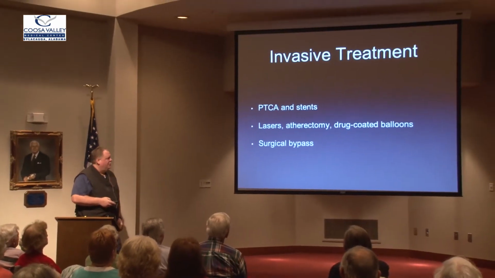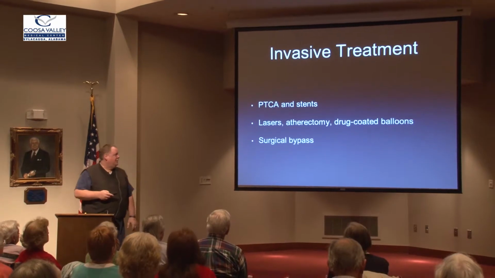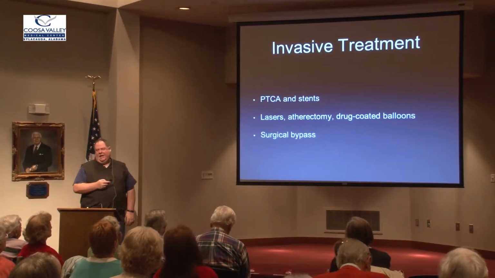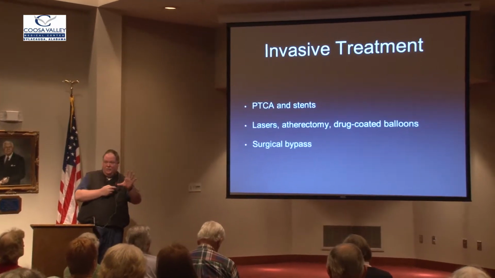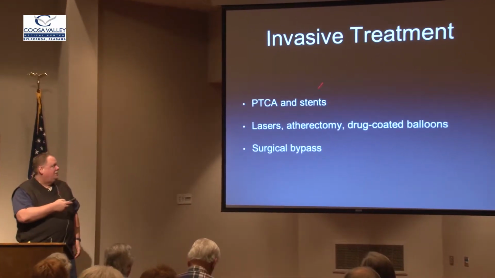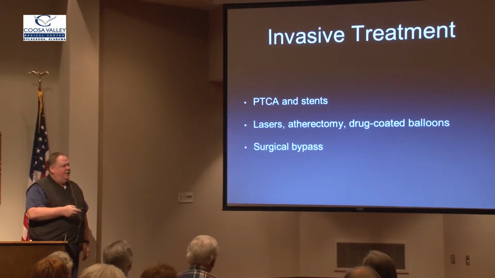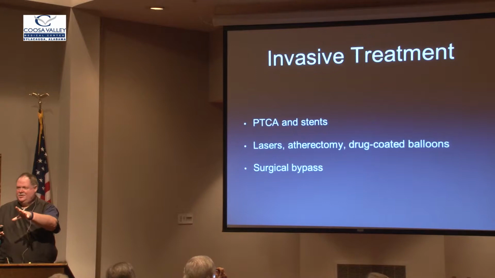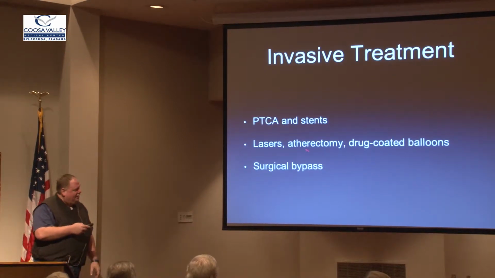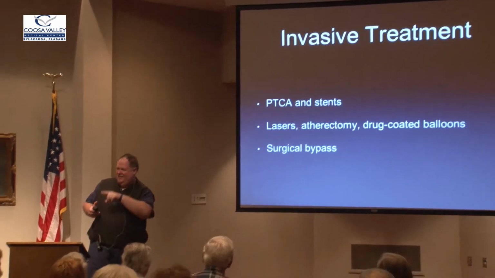So what are some of the ways that we can treat peripheral arterial disease? Certainly, in this day and age, we can do a lot with PCA, which is balloons like we do in the heart, and sometimes placing stents. We actually have a lot of new technology now with lasers, which we can laser out the blockage. Atherectomy devices, which actually cut out the plaque. And we even have drug-coated balloons now, which help to keep the plaque from growing back.